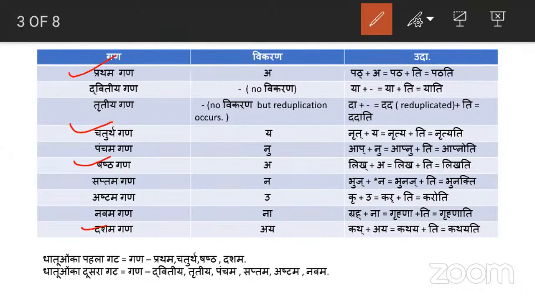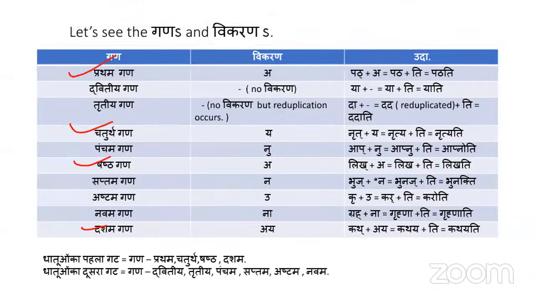And the remaining ones, that means द्वितीय गण, तृतीय गण, पंचम गण, सप्तम गण, अष्टम गण and नवम गण. That means 2, 3, 5, 7, 8, 9. They are included in धातुओं का दूसरा गट. धातुओं का पहला गट: 1, 4, 6, 10. धातुओं का दूसरा गट: 2, 3, 5, 7, 8, 9. So this is about gana and vikarana of the class.